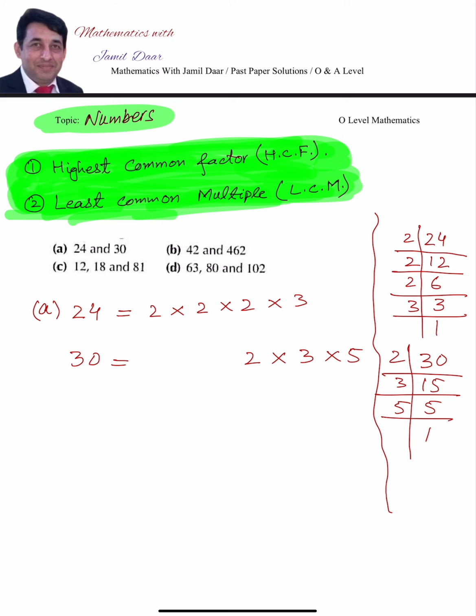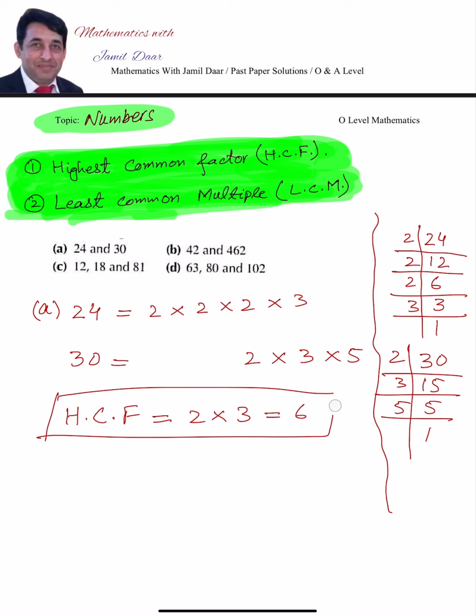Now the HCF, the highest common factor, is the commons only. 2 is common, and 3 is common. So these two are commons only. This is the HCF: 2 times 3, which is equal to 6. This is your answer.